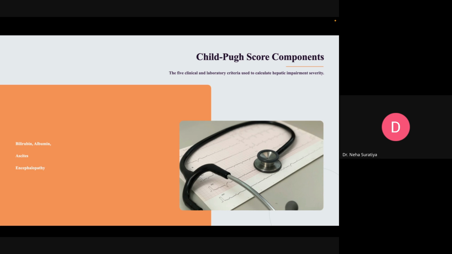So if high INR is there, that means there is poor synthetic liver function. Your function is not properly done by the liver, right? Directly, it is giving you the idea. So of course, it suggests you to do the dose adjustment.